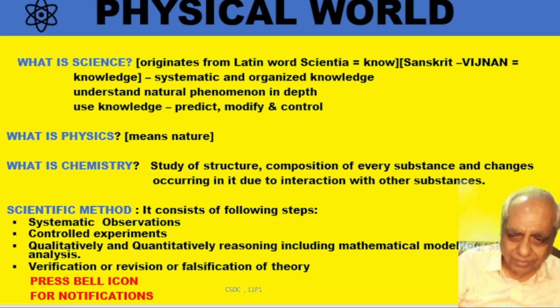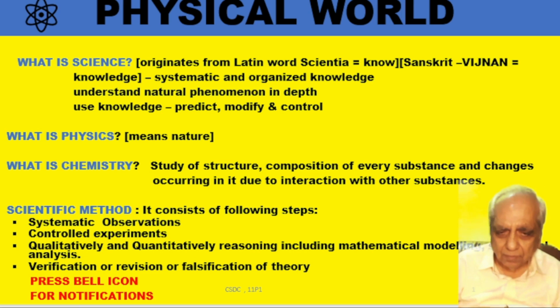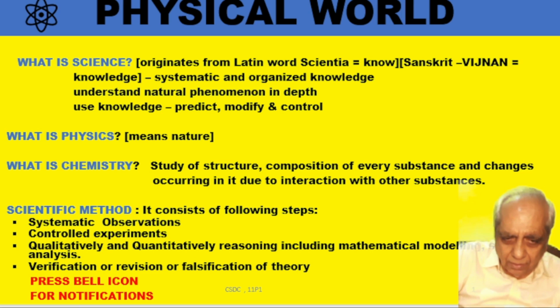Iron rusts. Why does the iron rust? What chemical reaction takes place between it and oxygen? What are the factors which will increase or decrease the rusting? So all this is chemistry: the changes that we see happening in the composition of any substance. Now, you have understood the words science, physics, chemistry.